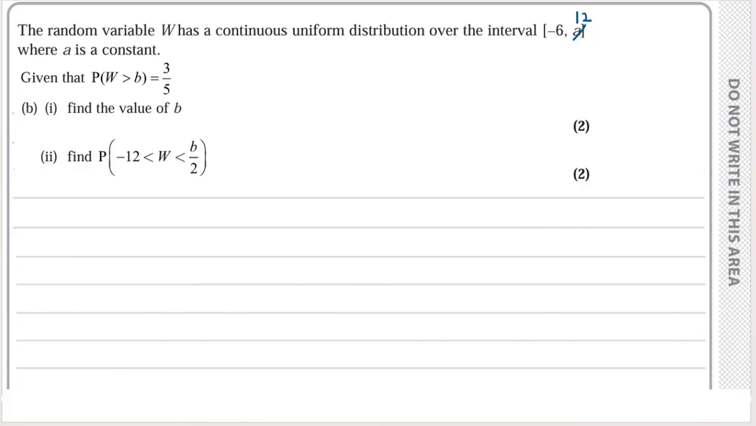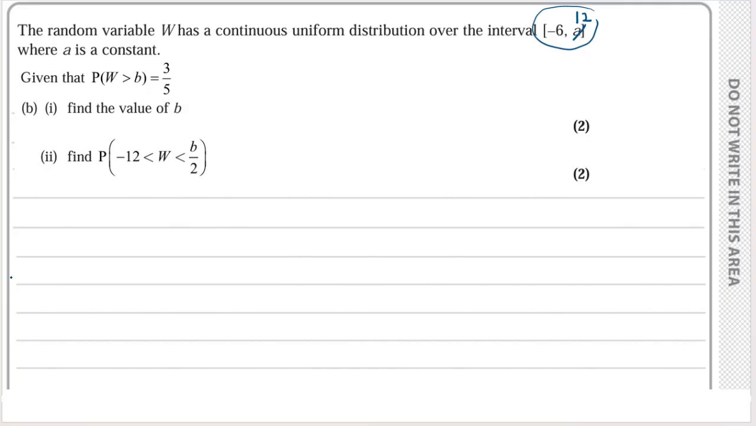Part B of the question says the random variable W has a continuous uniform distribution over the interval -6 to 12, where obviously A is a constant, so we've replaced A by its value, 12. Given that the probability of W greater than B equals 3/5, find the value of B. So we know that the interval is -6 to 12.